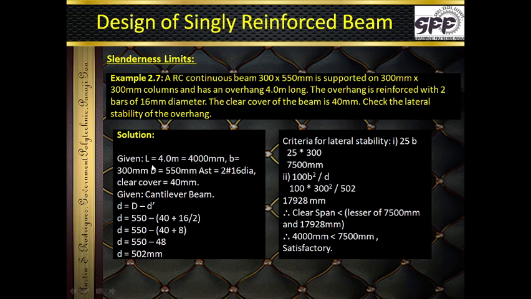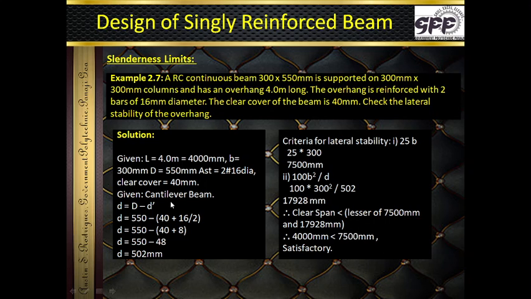The unsupported length, with one restraint on one side and a free end on the other side, is given to be 4 meters. The width is 300 mm. The overall depth is 550 mm. Area of steel is 2 bars of 16 mm diameter. Clear cover is 40 mm.